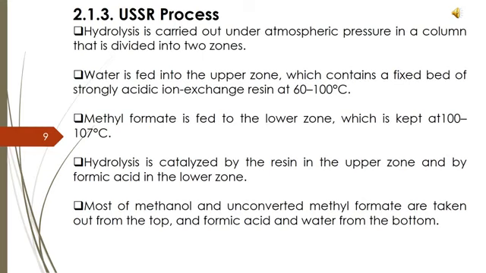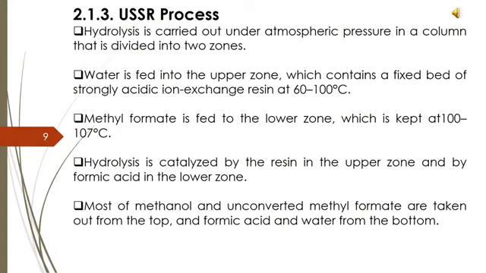So most of the methanol and unconverted methyl formate are taken out from the top because they have lower boiling points, and formic acid and water from the bottom, as their boiling points are a bit high. Then methyl formate and methanol. So there is the difference of all that.